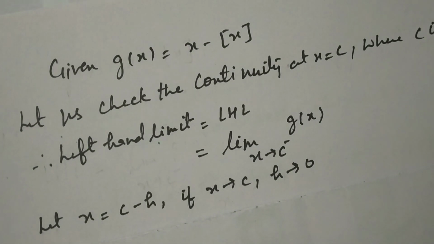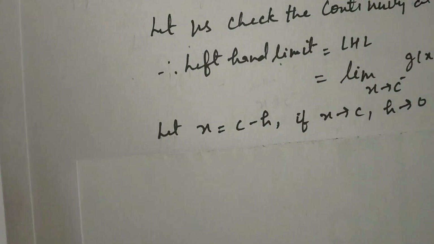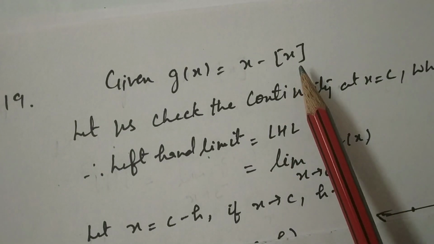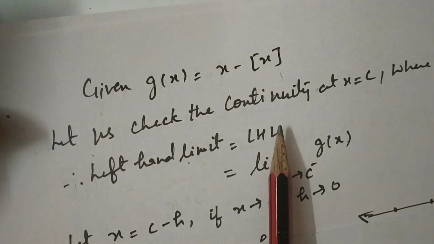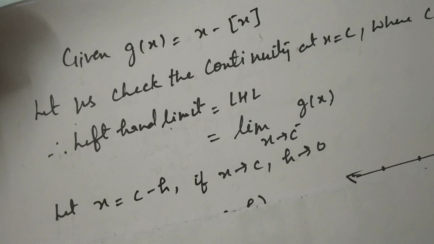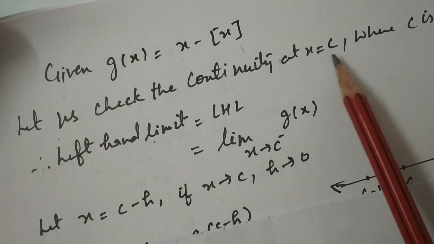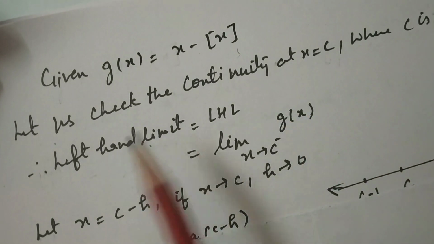which is a very important question, and it is a combination of 2 functions. One function is a simple polynomial function and the other function is a greatest integer function. So for that we need to check the continuity. Since we are just asked in general to check the continuity, in general we suppose that for any x equal to c, where c is an integer value, for all integral values we check the continuity.